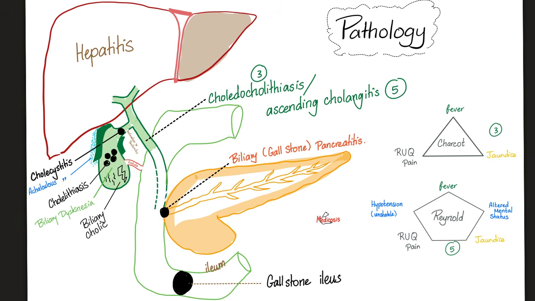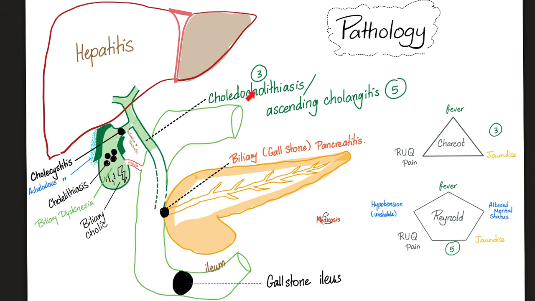What if I have too many stones in the gallbladder? Cholelithiasis. What if the stone obstructs the cystic duct? Cholecystitis. What if I have all of these symptoms without a stone? Acalculous cholecystitis, especially with hypoperfusion. Happens a lot in the ICU when the patient is very sick. The stone is in the common bile duct, choledocholithiasis.